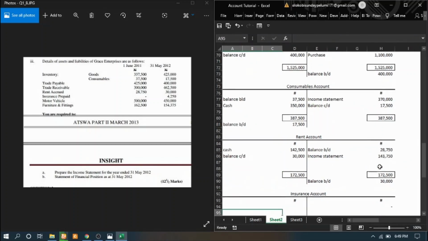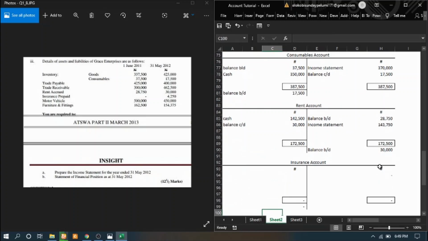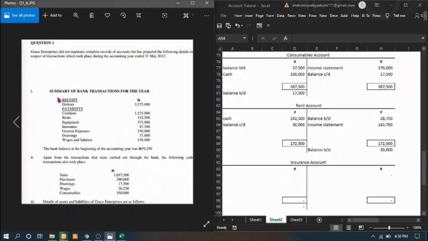Now let's move to insurance. We have insurance prepaid during the period. This is the opening balance of insurance, and this is the closing balance. Insurance paid in advance by the company is an asset. Unfortunately it doesn't have an opening balance, so it's just the closing balance. What is the amount of insurance paid by the company? The company paid 87,500 for insurance through bank.